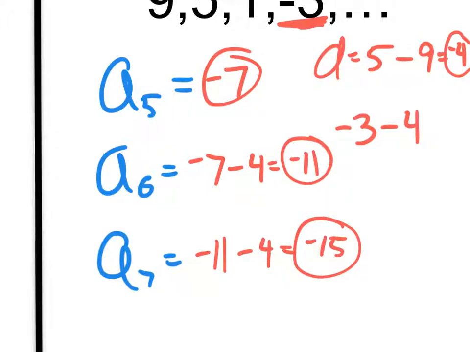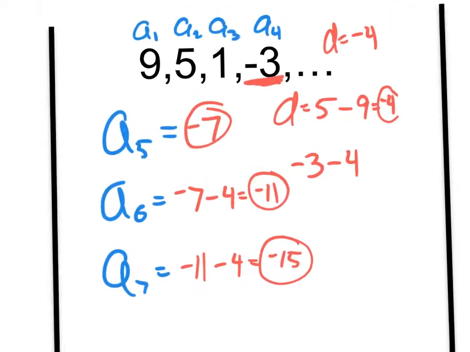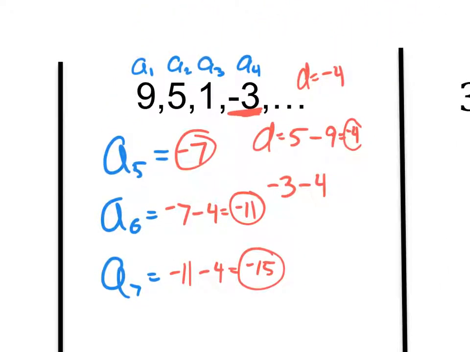Make sense? So when they say find the next 3 terms, it's great for you to write this notation. I mean, yeah, you could say the next 3 terms are negative 7, negative 11, negative 15. But it's better that you start getting used to the notation. A sub 5 is negative 7, A sub 6 is negative 11, A sub 7 is negative 15.